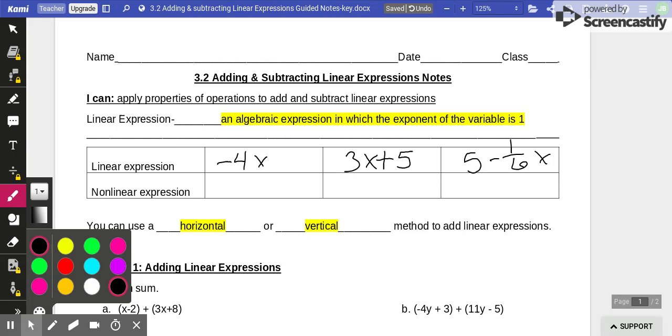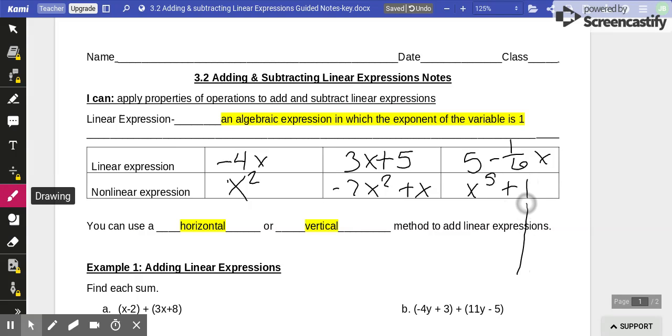Nonlinear expressions are going to be any expression that has a variable with an exponent that is greater than 1. So we have x squared, negative 7x squared plus x, or x to the 5th power plus 1.